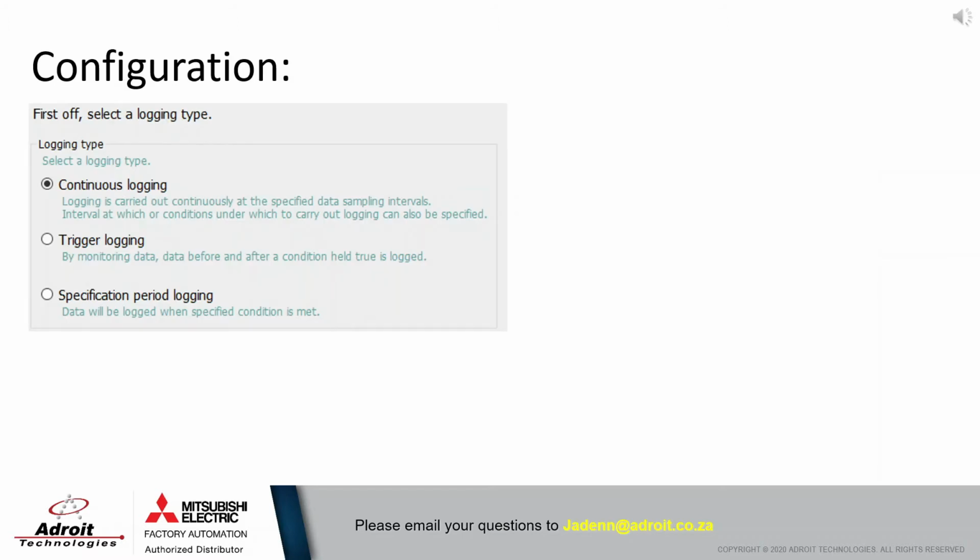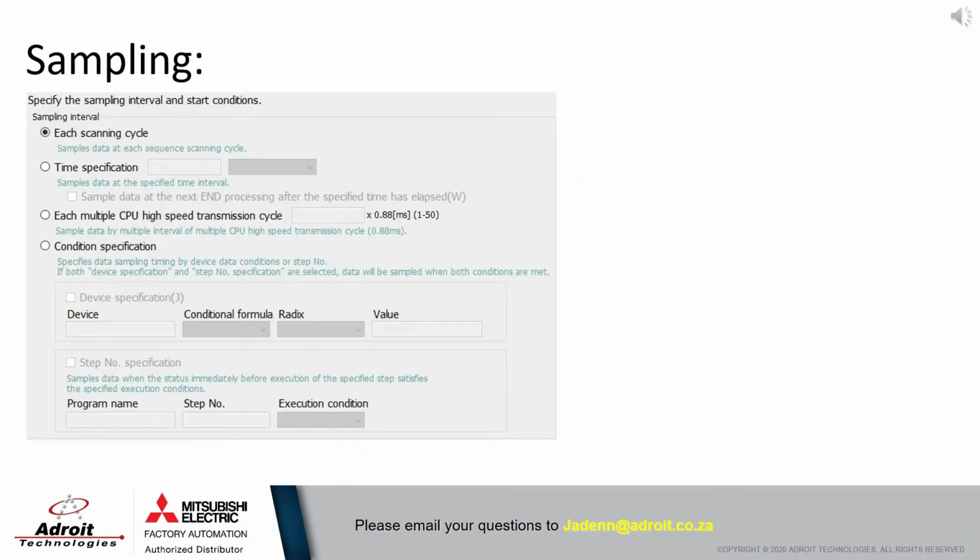Configuration. This is where you'll then specify the sampling interval and start conditions for the real-time log viewer. There are various different sampling intervals that the user may choose from. Sampling. This is where you specify the interval and start conditions for the log viewer.